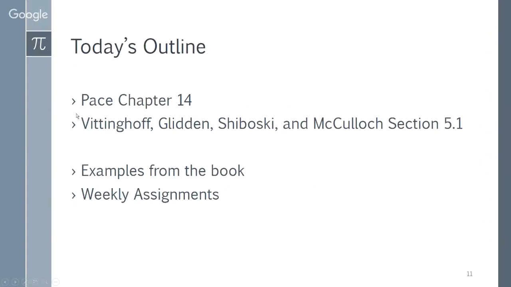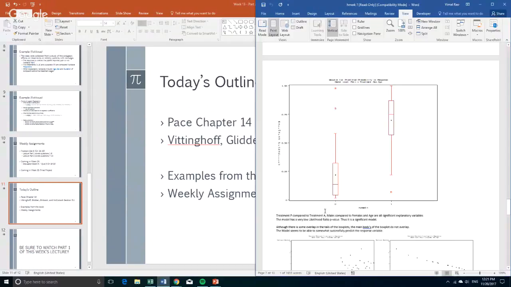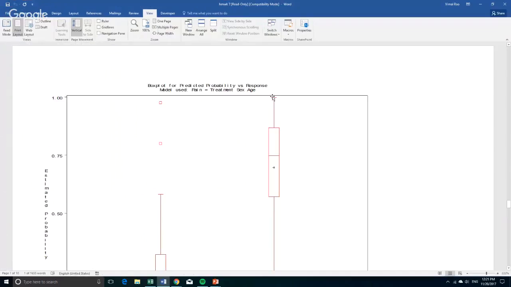Just a quick review today. We just talked about logistic regression. We covered some of the things that are discussed in the PACE book and the Vittinghoff, Glidden, Shiboski, and McCulloch readings. We did a quick example, not from the book. I showed you some output from SAS, which looks a bit different. But that being said, we should be able to still pull out everything that we need to do. I realize I didn't go through some of the diagnostics, so let's do that really quickly now.